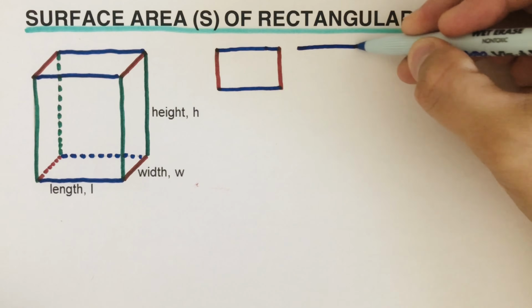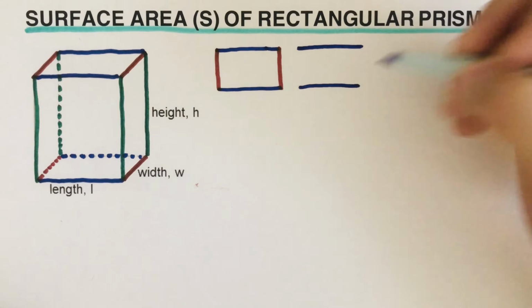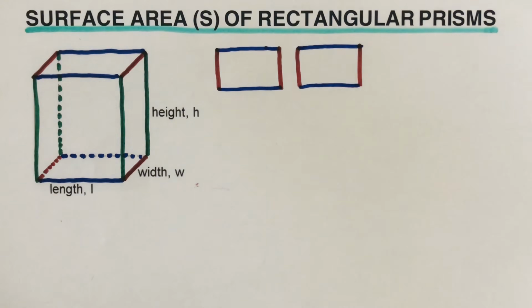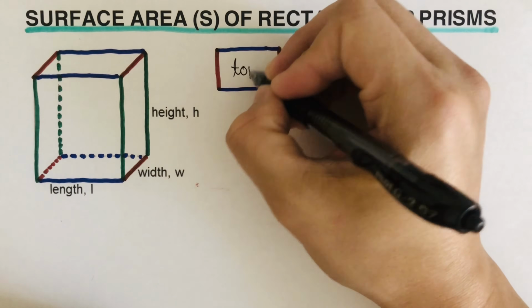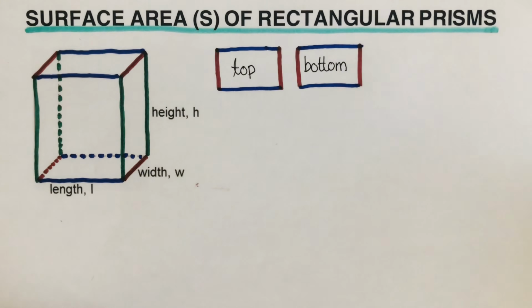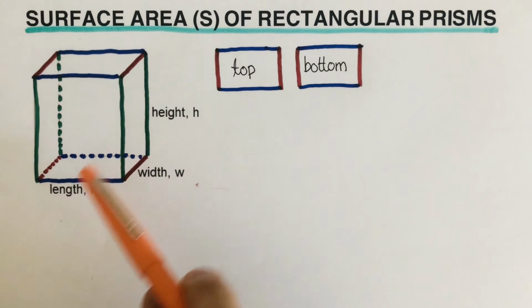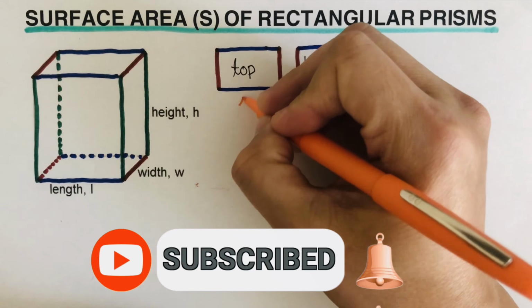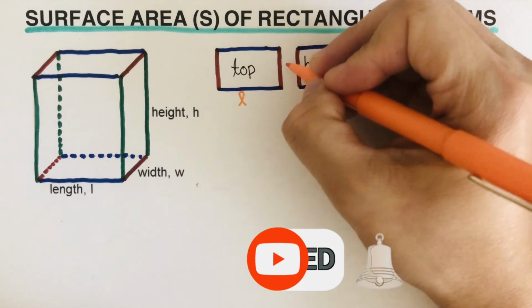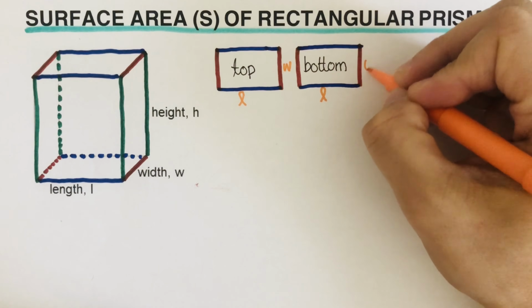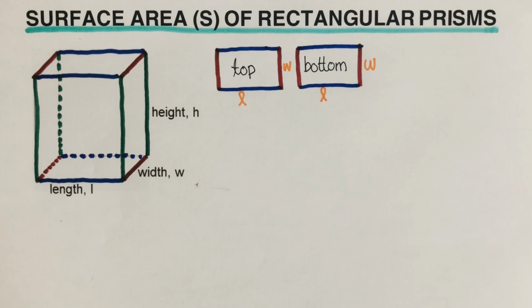So I'm going to draw the other part here. Again, this represents the top and the bottom. I'm going to label this. This will be our top, and this one right here is the bottom. Now let's see the measures for this shape. For the top, we have the length and the width. The blue represents the length, so this is the length here. And then the width is the red, so I'm going to write W here. The same thing for this one: this is the length and this is the width. So that is for the top and the bottom.